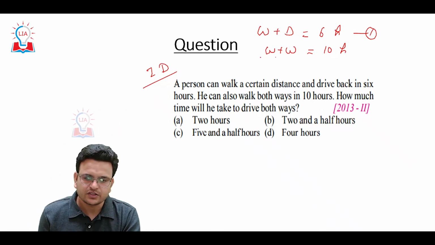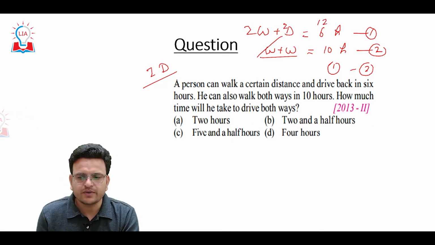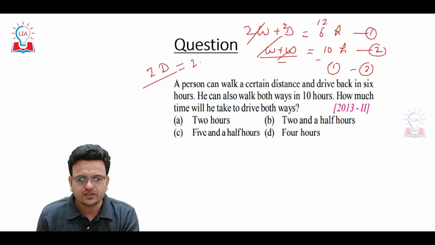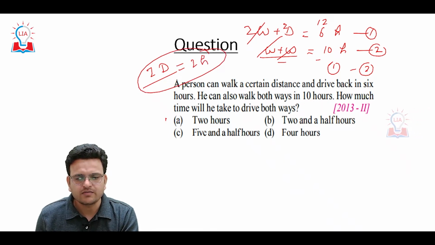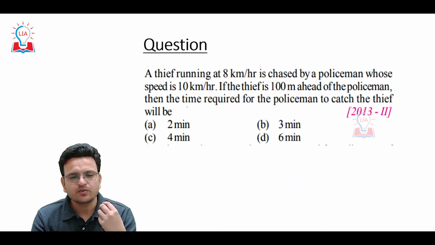So here 2D, equation 2, equation 1 minus equation 2, here 2 and we can say that 12 hours. So both the values are cancelled and then 2D will be 2 hours. Hope you are able to understand it. Very simple question. Now come to one more question.